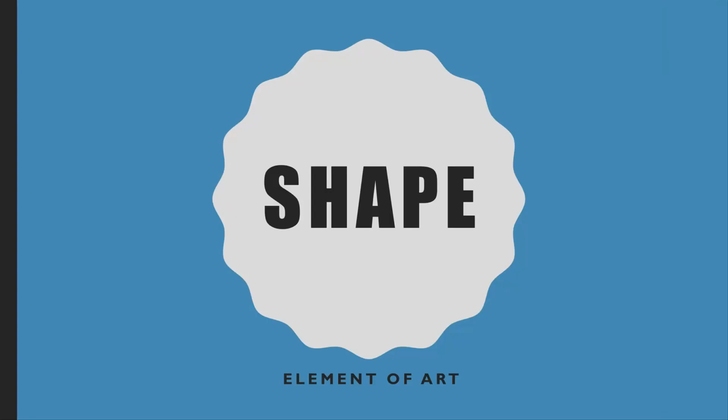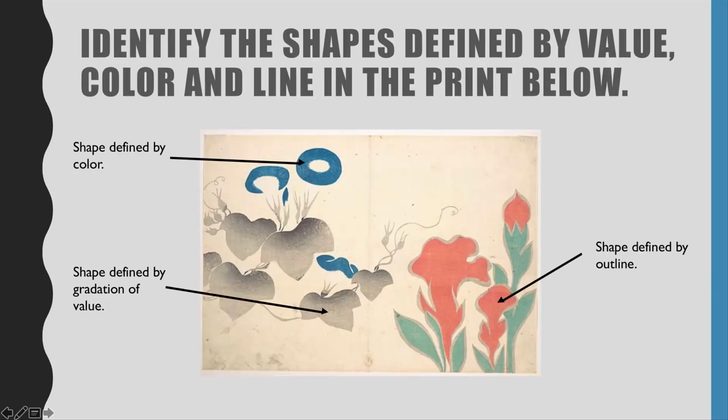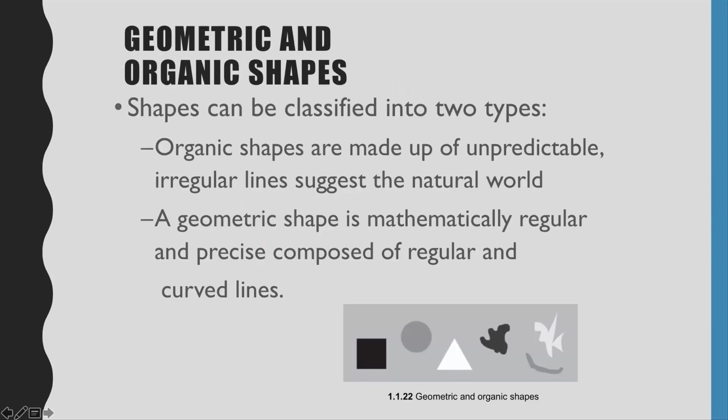Okay, so now we're going to look at the element of shape. And shape can be defined by various boundaries. Here we have a shape defined by a line, by gray, and here by what we call a gradation, which is a change in the value. So again, by color, by outline, or by gradation, going from dark, medium to light.